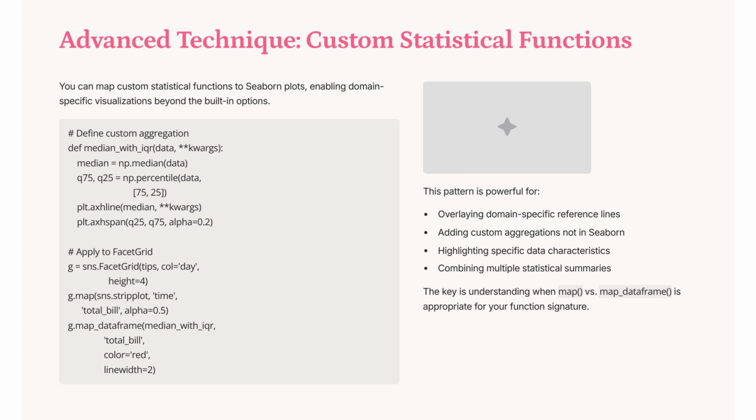Custom statistical functions in Seaborn allow for advanced visualizations. Define functions like median with IQR to overlay domain-specific reference lines and custom aggregations. Use map for simple functions and map_dataframe for more complex data manipulations. This technique enhances data insights by highlighting specific characteristics and combining multiple statistical summaries effectively.